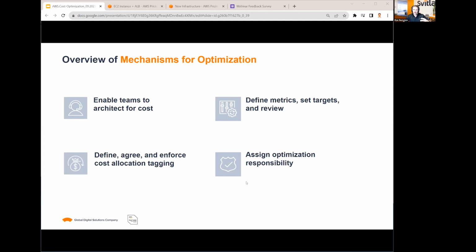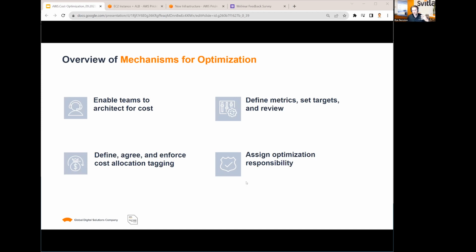To implement these principles, we need to use some mechanisms. At first, wherever it's possible, we need to architect our infrastructure to keep cost in mind every time. We need to define metrics, targets, and review them on a regular basis. We definitely need to use cost allocation tagging. Later, we will take a look at what that is and how it helps us.